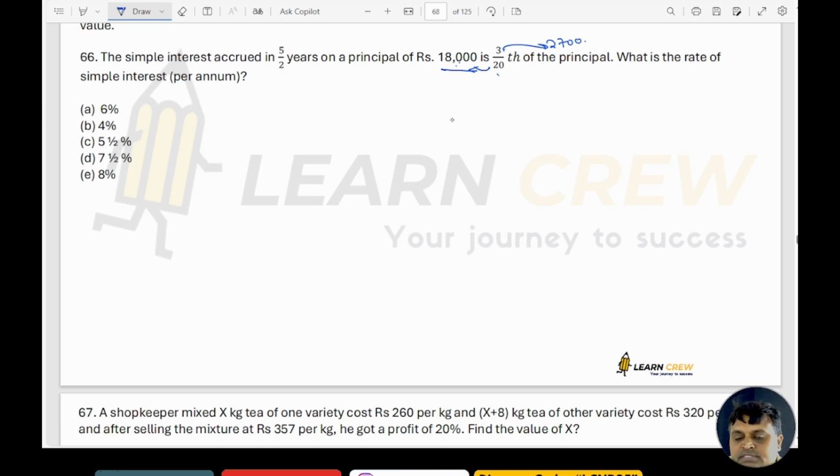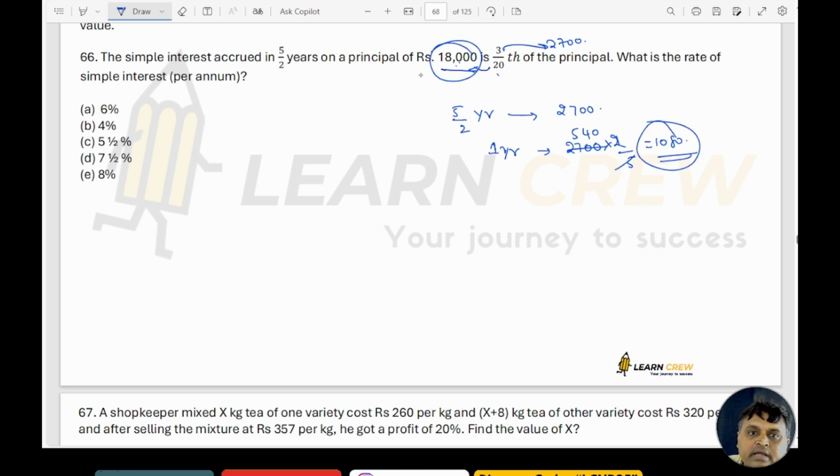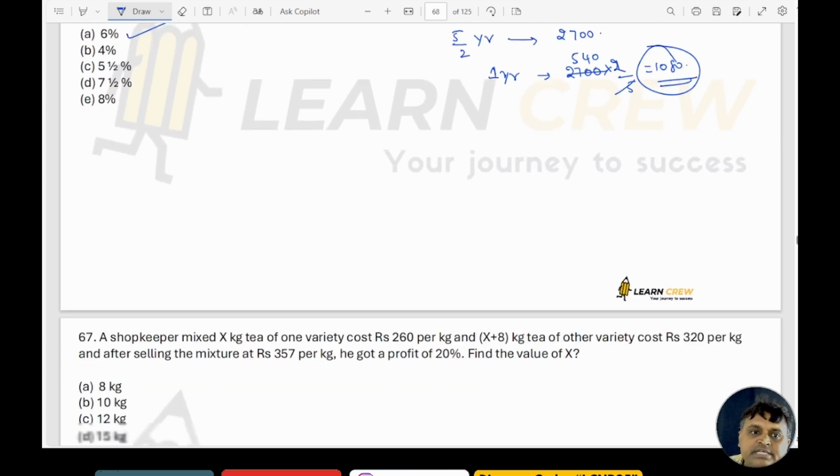In 2.5 years, in 5 by 2 years, the interest is 2700. In 1 year, it is how much? In 1 year, 2700 into 1 by 5 by 2, so 2 by 5. 5 how many times? 540. 540 into 2, 1080. 1080 is what percentage of 18,000? 6%. So the answer is, rate of interest is 6%.